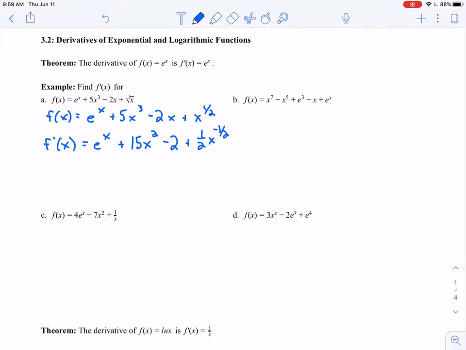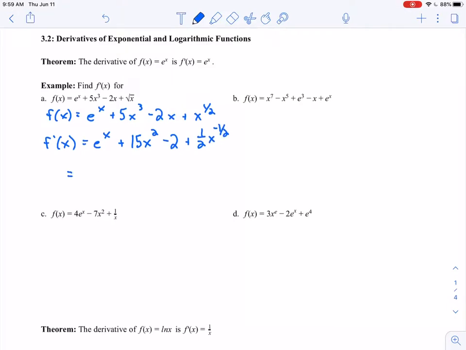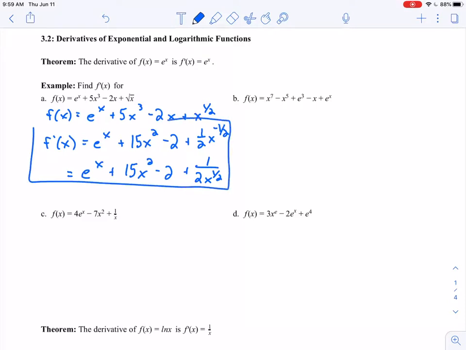We could leave our answer like that, or we could rewrite this as e to the x plus 15x squared minus 2 plus 1 over 2x to the 1/2 power. Either one of those would be just fine. For the most part, I don't think it has a dramatic impact on how we take derivatives, but it is something that we will have to keep an eye out for, because in examples like part B right here, I am going to try and trick you.